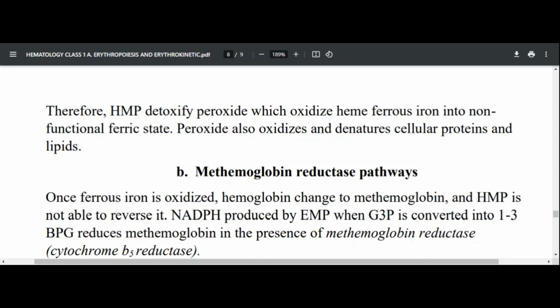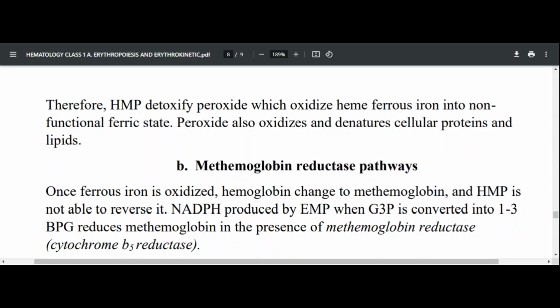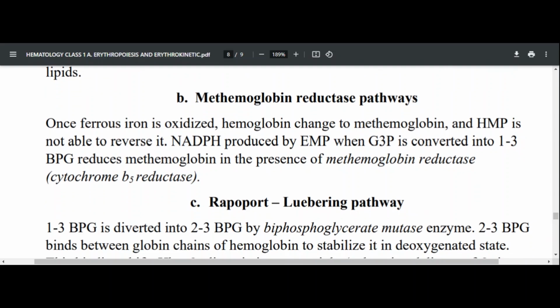But of course, because of the hexose monophosphate pathway, there will be continuous generation of NADPH ready to reduce the oxidized glutathione. So that's the function of the hexose monophosphate pathway. The second pathway, which is also a diversion from the main anaerobic glycolysis, is methemoglobin reductase. The methemoglobin reductase pathway is another type of pathway.